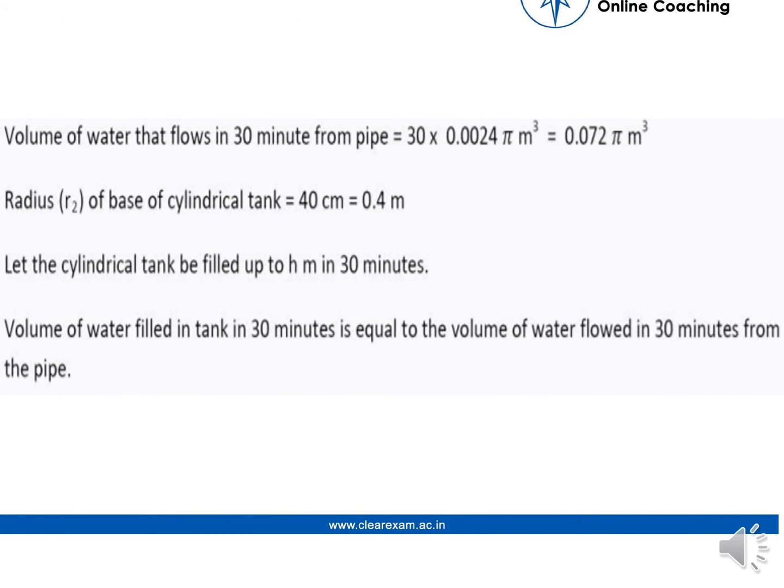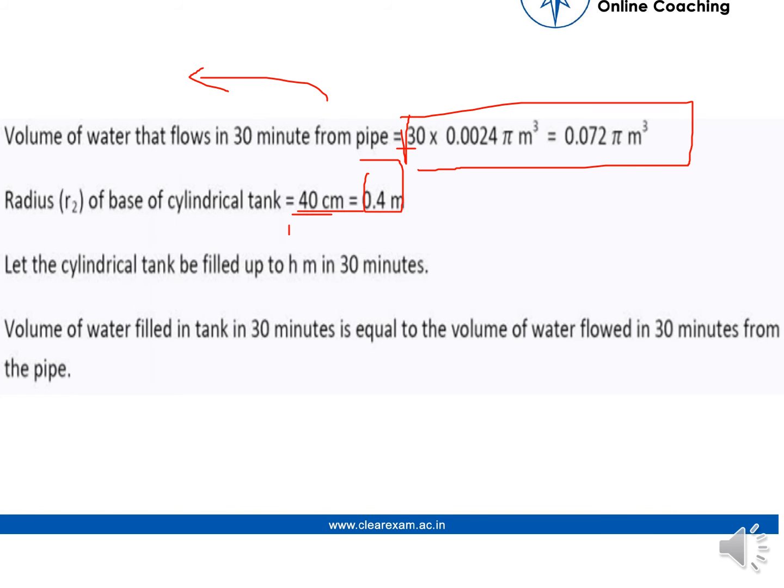Now the volume of water that flows in 30 minutes. For 1 minute we had 24. For 30 minutes we'll multiply it by 30. We have found the value before, for 1 minute we put the value, and we are just multiplying it by 30. The radius of the cylindrical tank is in centimeters, so we'll convert it into meters by dividing it by 100. So let the cylindrical tank be filled up to h meters.